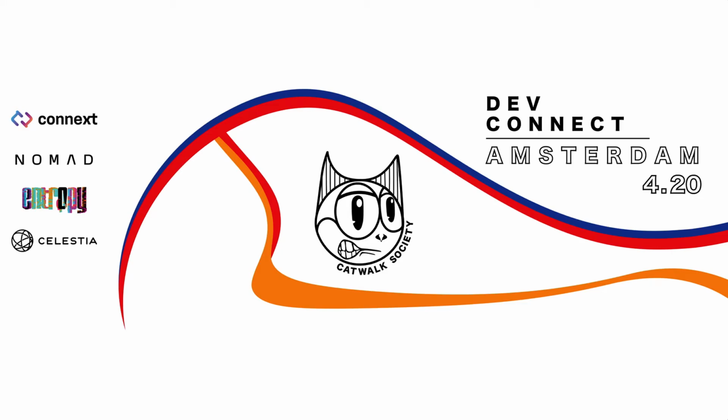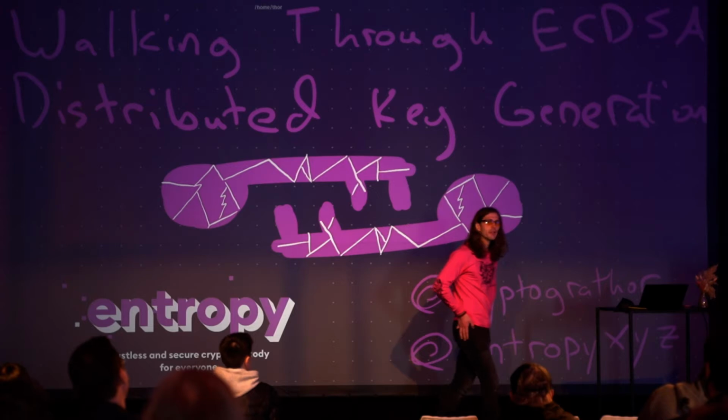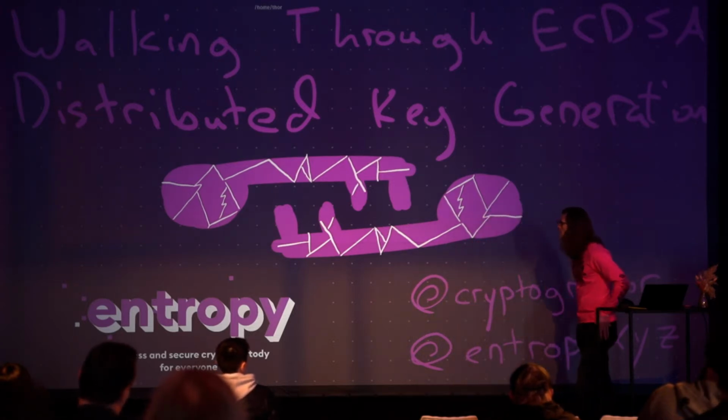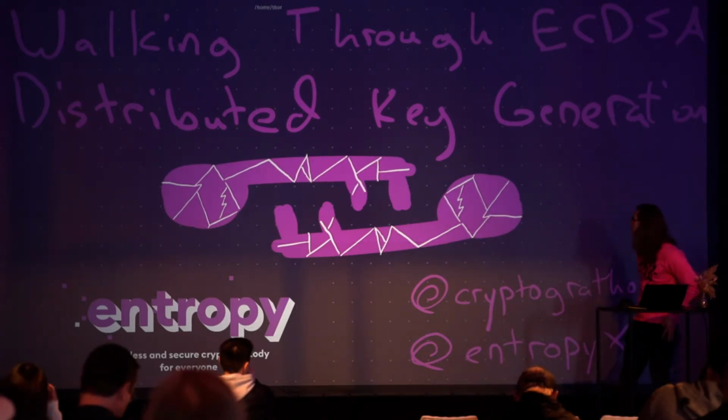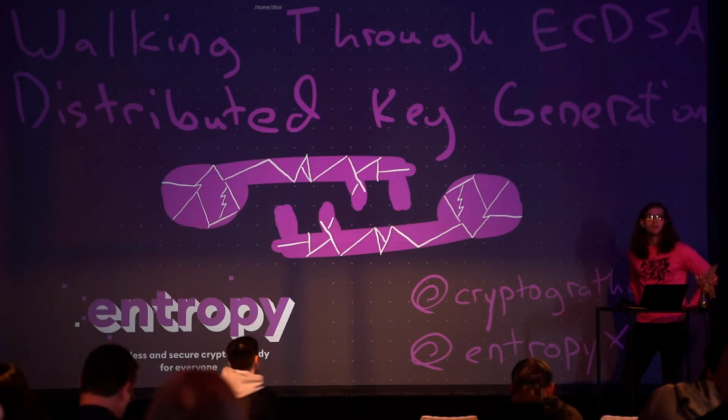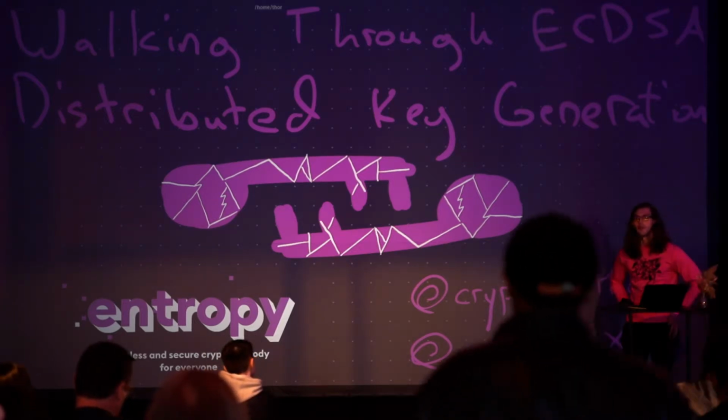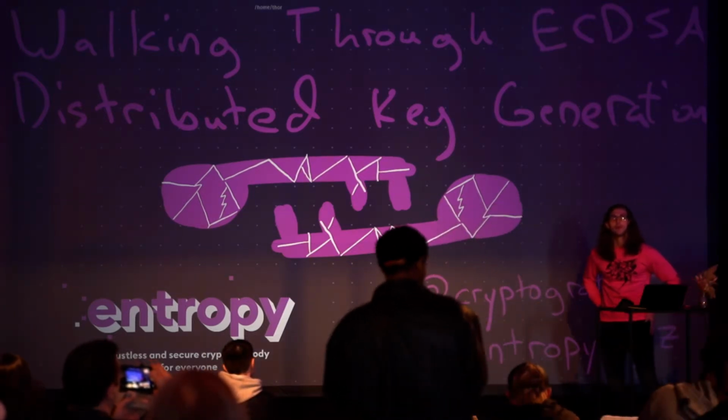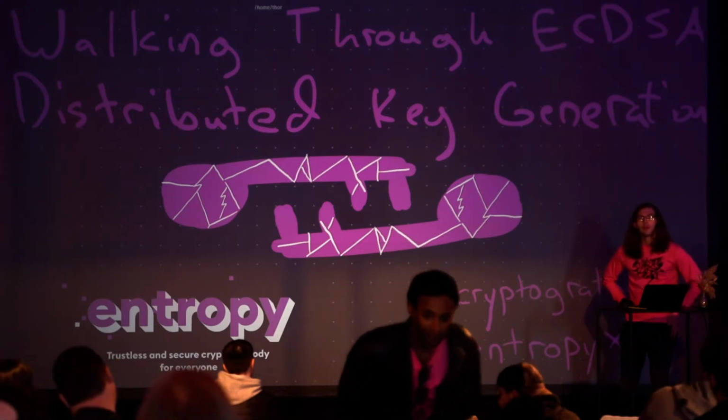Hello, I'm Thor. I work on cryptography at a project called Entropy. We're a decentralized asset custodian. In particular, we've been working on implementing a protocol called GG20, Gennaro Goldfeder 20, a threshold signature protocol from a pair of cryptographers in New York.